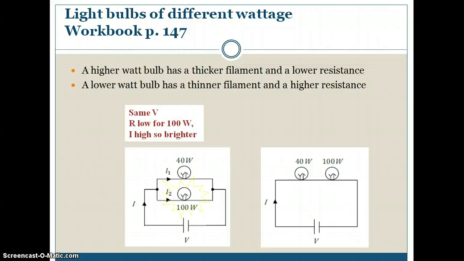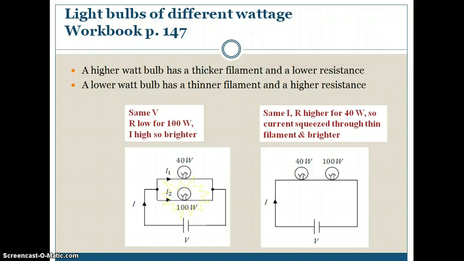Alright, so this is just a recap of that. The current is higher through the 100 watt bulb because it has a lower resistance, so that makes it brighter when they're in parallel, but in series that current is being squeezed through a thin filament, so the 40 watt bulb is actually glowing brighter.